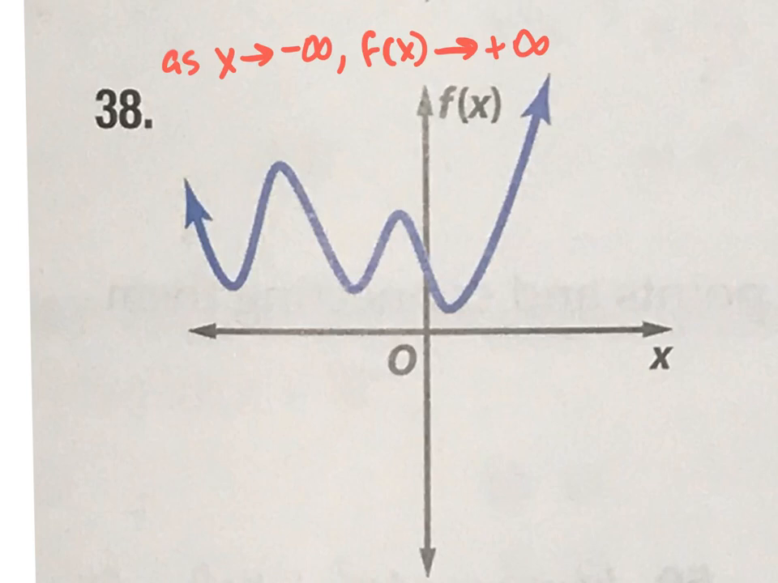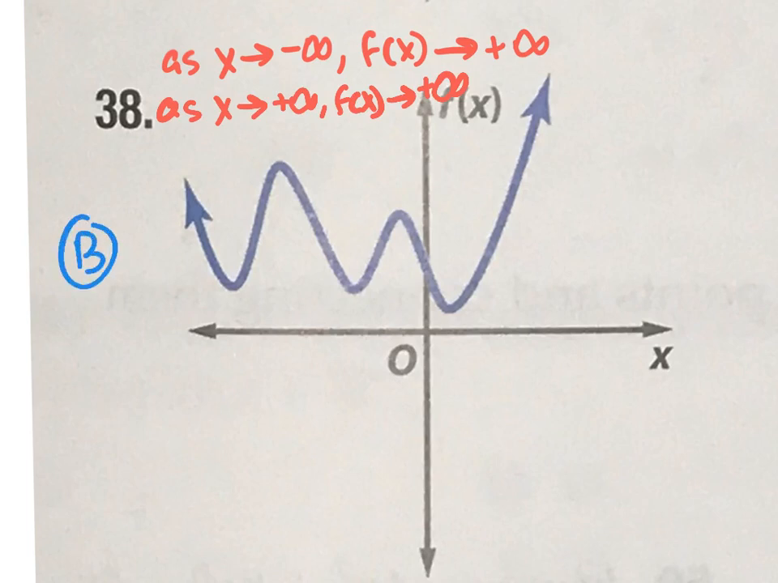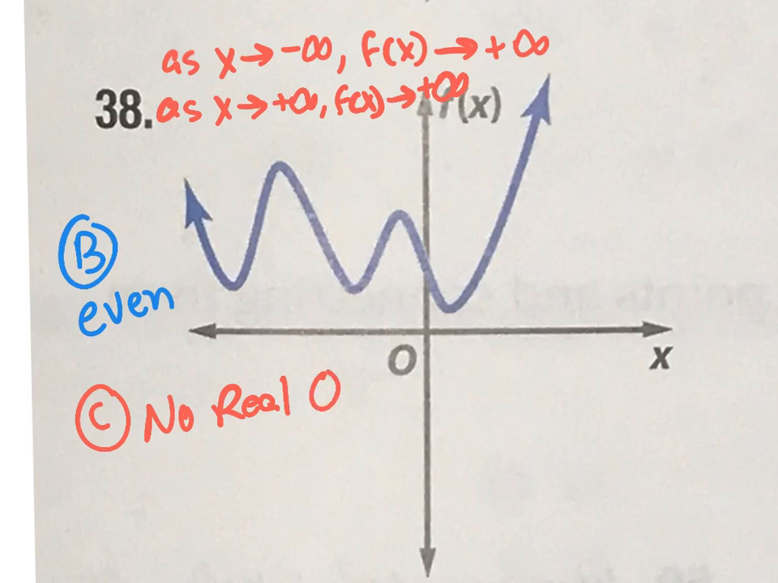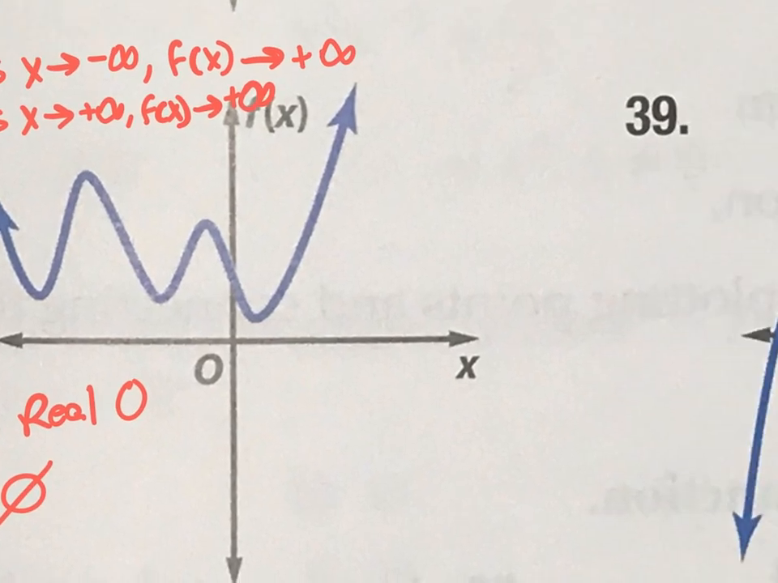And same thing with the other one. As x approaches positive infinity, f of x approaches what? Positive infinity. Is this an odd degree function or an even degree function? Even, because it has two arrows pointing up. That's an even number. How about part C? No real zeros. No real zeros, no real solutions, no real x-intercepts, whatever you want to call it. 39.